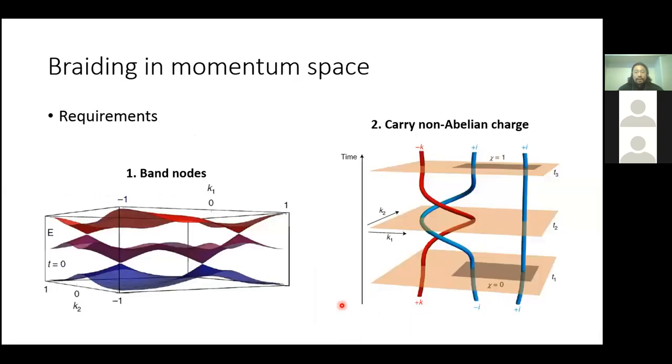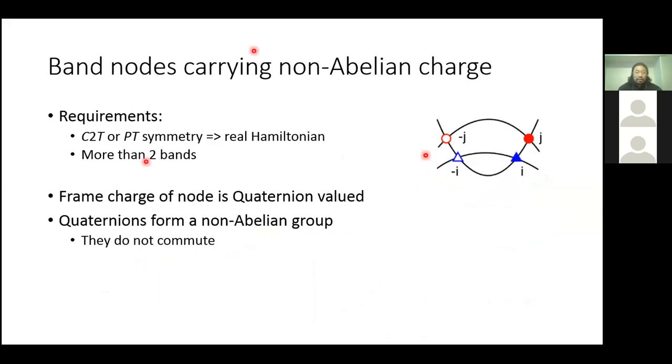But to realize braiding, we also need these band nodes to carry a non-abelian charge. This is more complicated, because for band nodes we only need two bands, but to carry a non-abelian charge we need a mathematical form more complicated than just a two-band crossing. So basically, we need two requirements. The first is that we need C2T or PT symmetry, which means the Hamiltonian can be real. This gives us real eigenvectors, so we can work with them. The other requirement is that we need more than two bands. Different from a single node, we now need at least three bands.